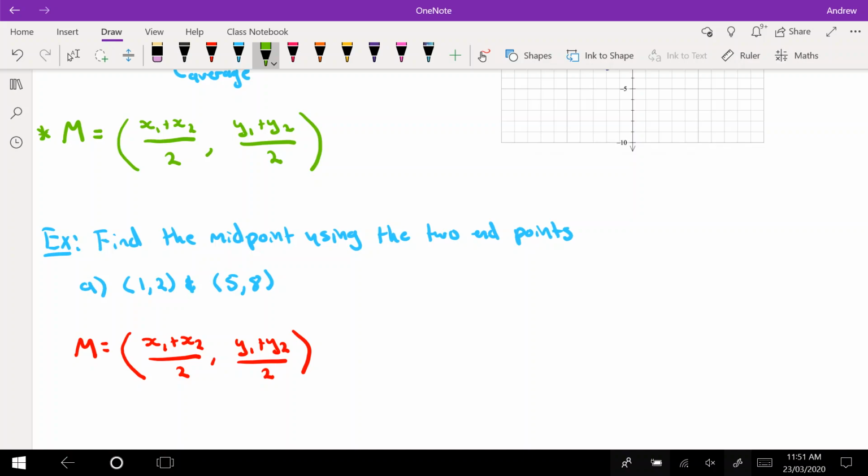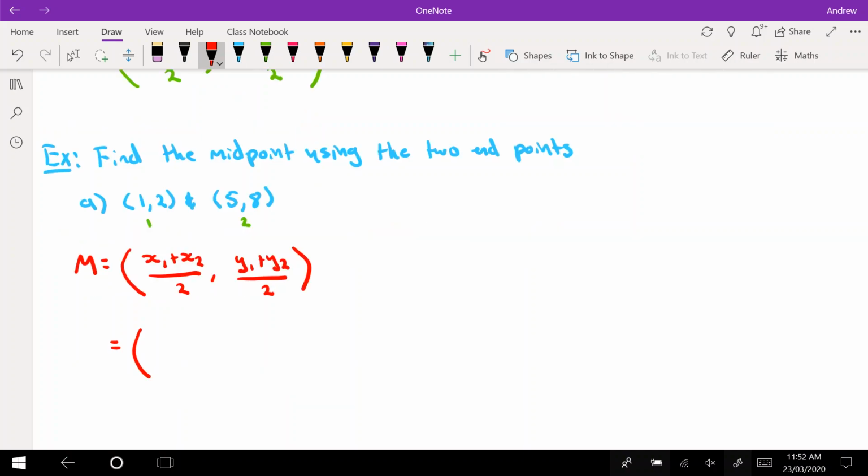So, what is the x coordinate at point 1, Ayush? It's 1. At point 1, the x-coordinate is 1, so I put that here. What is the x-coordinate at the second point, Tara? 5, right there. Over 2. And the next one, the y-coordinate at the first point, Emma? Bryn, the y-coordinate at my second point? Divide by 2.